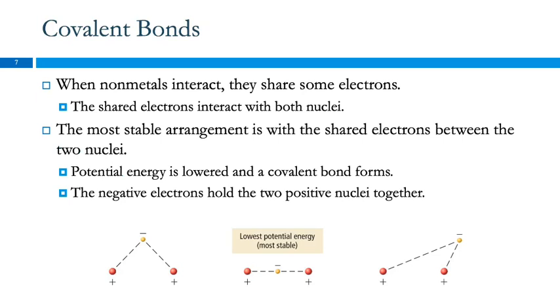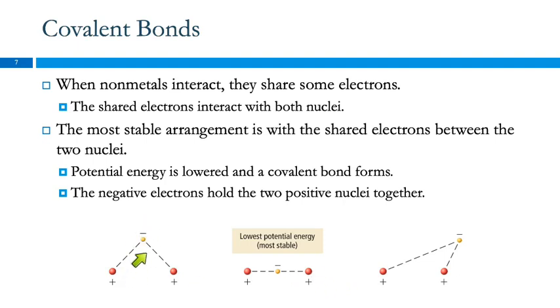Covalent bonding. So the nonmetals are going to share some electrons. Those shared electrons interact with both nuclei, and so they have the effect of holding the nuclei together. The most stable arrangement is one like this, where the shared electron or electrons are between the two nuclei, because that maximizes the attraction of that electron to each of the nuclei.